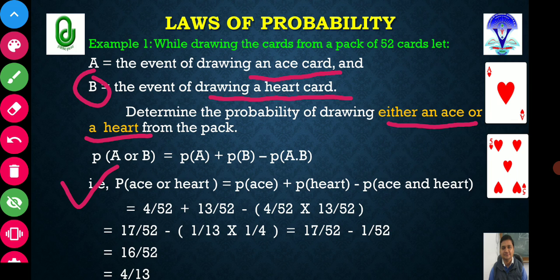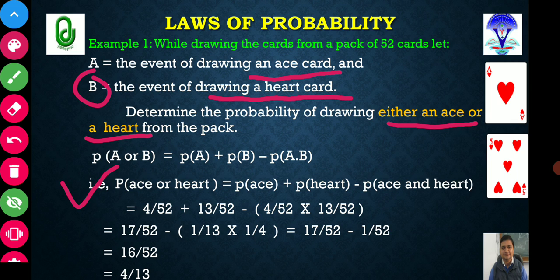The probability of occurrence of ace is 4 out of 52. So 4 by 52 plus, what will be the probability of occurrence of heart? It is 13 out of 52. So 13 by 52. 4 by 52 plus 13 by 52 will be subtracted by the joint, that means simultaneous occurrence probability of ace and heart.